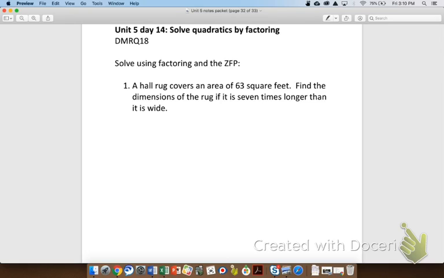So when you see the words, find the dimensions of the rug, what are we talking about? Length and width, that's right. I think that drawing a picture could be helpful. So here is my rug. I don't know what the length and the width are, but I am given some hints here. Please notice that it says if it is 7 times longer than it is wide.